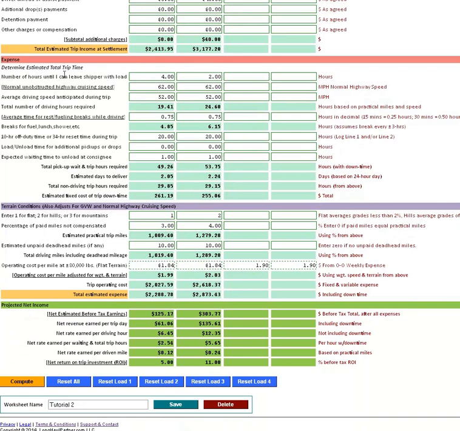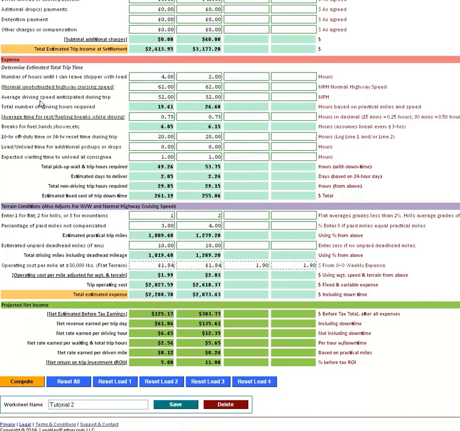Now, we want to determine our estimated total trip time. The first thing we want to look at is the number of hours until I can leave the shipper with each of these loads. This first load, I can't get out of there for about 4 hours. This second one, they'll load me right away. I can get right out of there with my paperwork in hand in about 2 hours. Normal unobstructed highway cruising speed: I figure I'm going to run about 62 miles an hour on both of these. I'm not in a big hurry on either one of them.